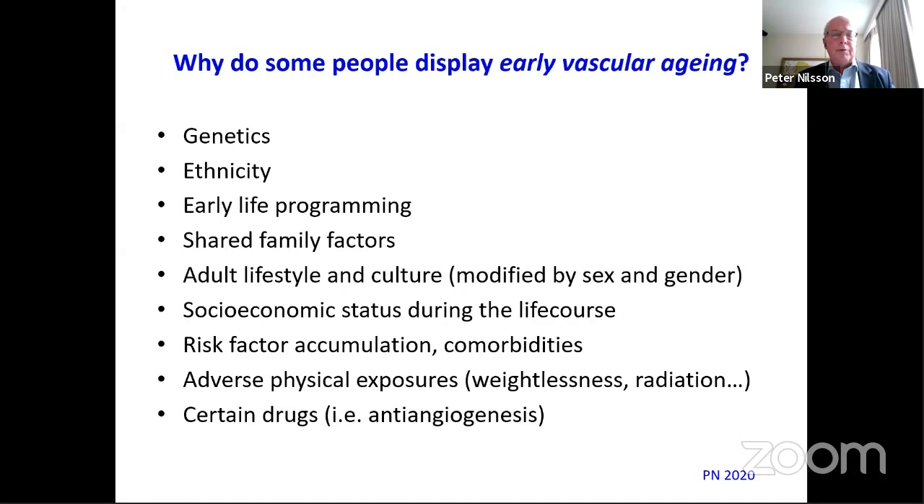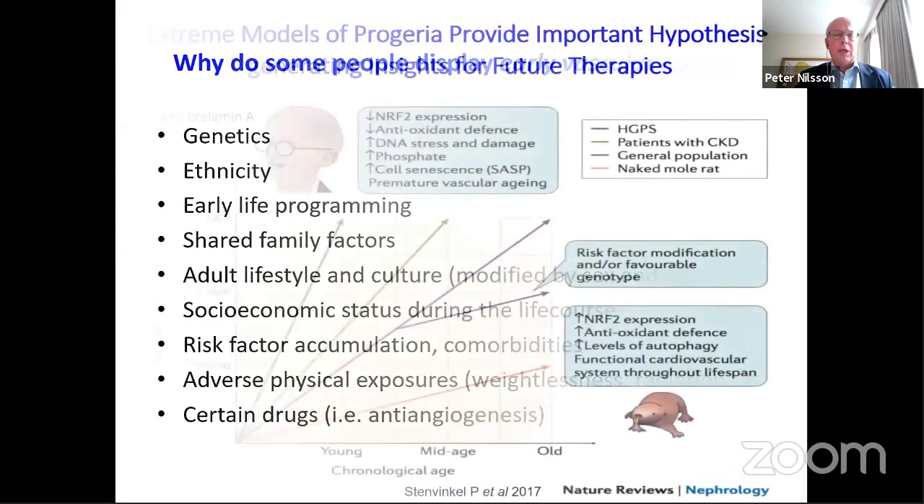exposures. For example, Professor Pierre Boutouyrie has studied this in relation to space medicine and the influence of weightlessness and radiation. Certain drugs that are anti-angiogenic could also impact on arterial stiffness. So there are many reasons or factors in the background to influence the development of early vascular aging.